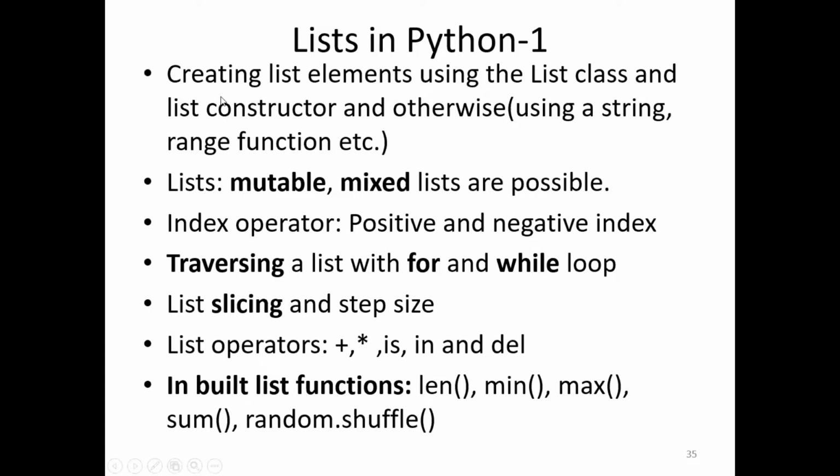We'll be discussing how we can create lists using the list class of Python and what the other ways of creating lists are. Then we'll also discuss that lists are mutable and mixed lists are possible. That means you can have a list which contains integers, floats, and strings together. Then we'll discuss the index operator. There is a positive and a negative index associated with the elements of a list.